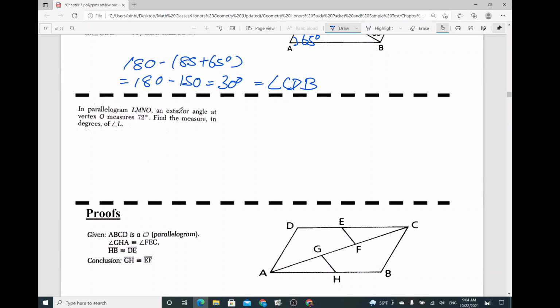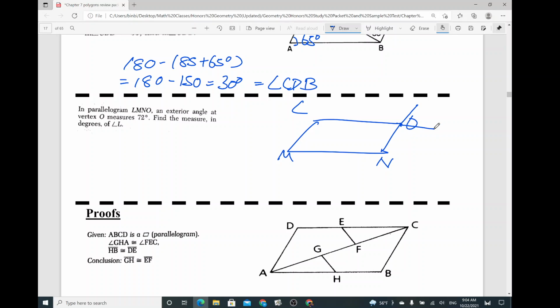Okay, here's another one that you can just find out. Draw the parallelogram LMNO. An exterior angle at vertex O is 72 degrees. So at vertex O, extend it.